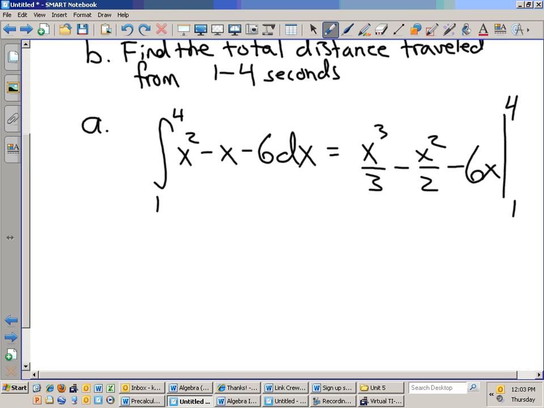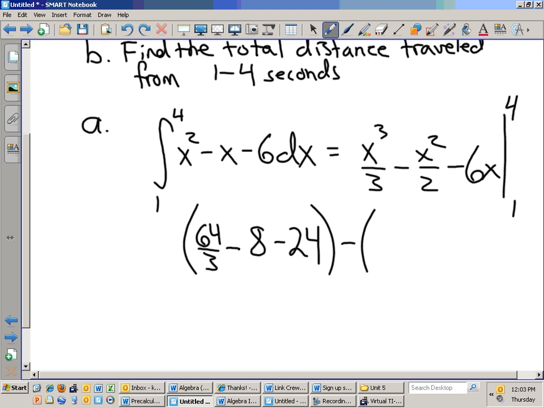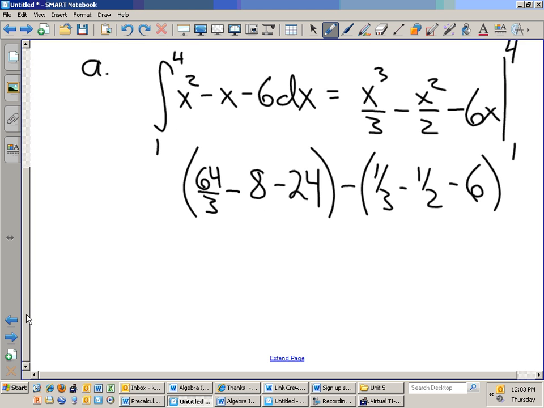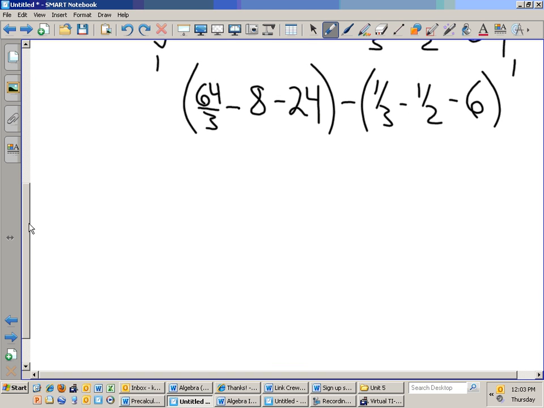So now we plug it in. 64 over 3 minus 4 squared is 16 over 2 is 8, minus 24, minus, now I'll plug in 1: 1/3 minus 1/2 minus 6. I'm just curious because I know how I've always done this. What is your guys' first step from here? What do you guys like to do when you see this part, when you get this far in evaluating the integral?